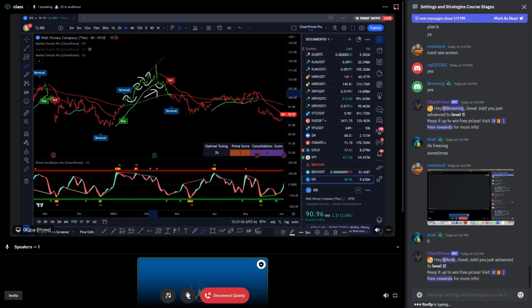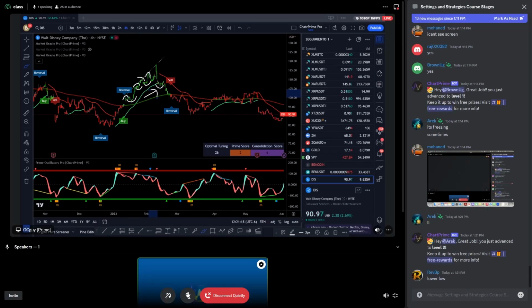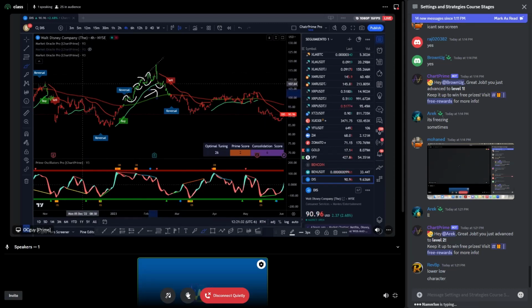Lower low? Yes, Eric, you got it. Yes, lower low. Yes, Rev, VP. Yes, that is a lower low. That usually indicates a change of what? Change of character, right? Change of character, which we have on the market dynamics floor. So yes, change of character or a breakthrough of a trend, right?